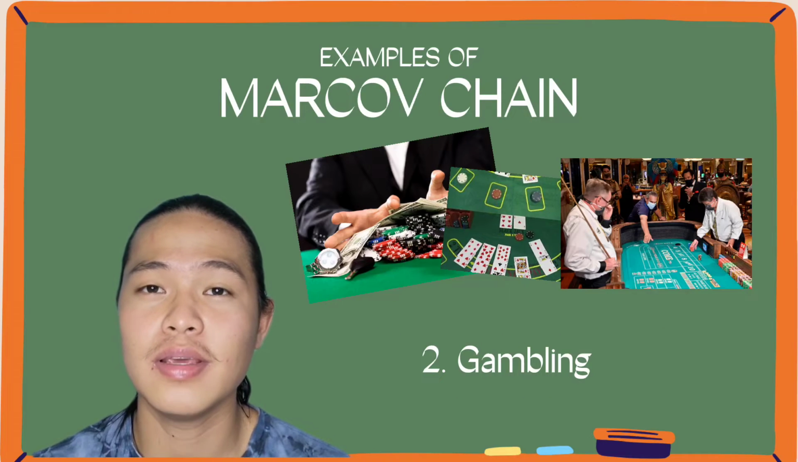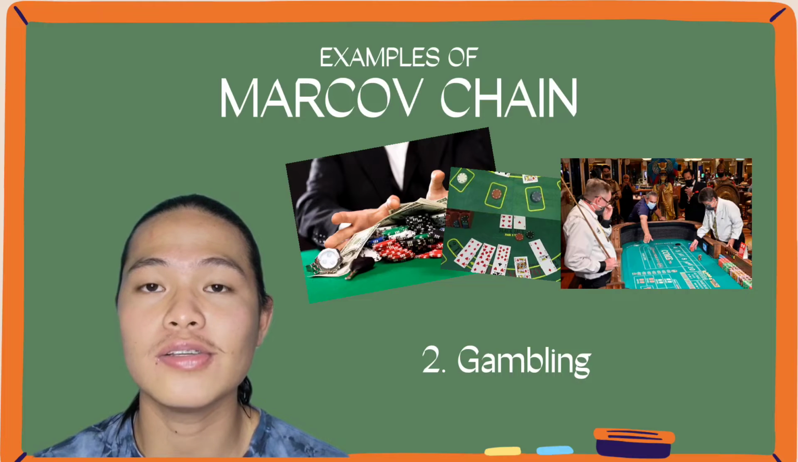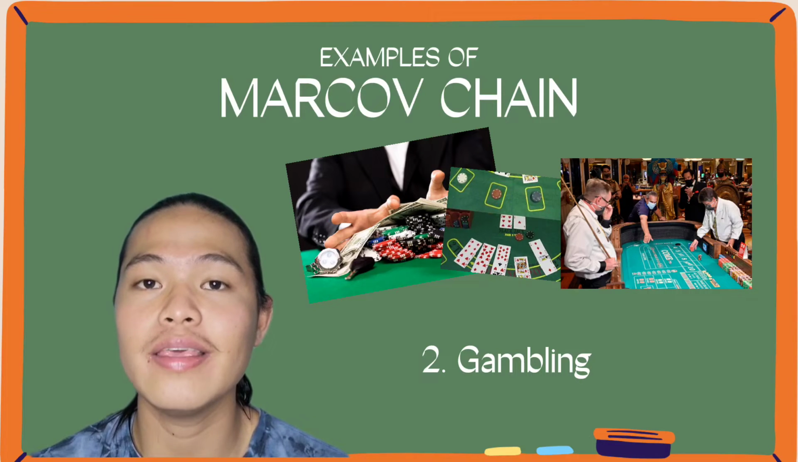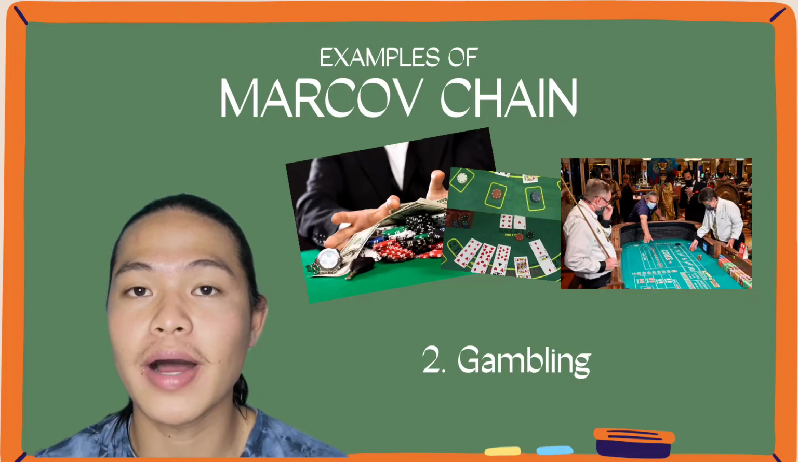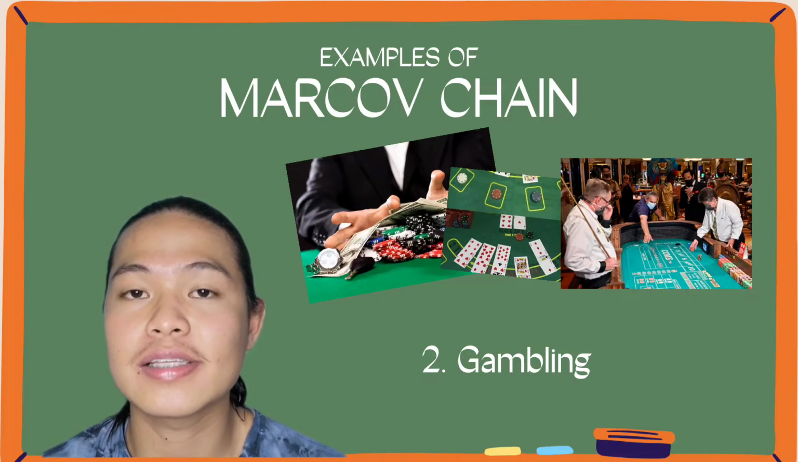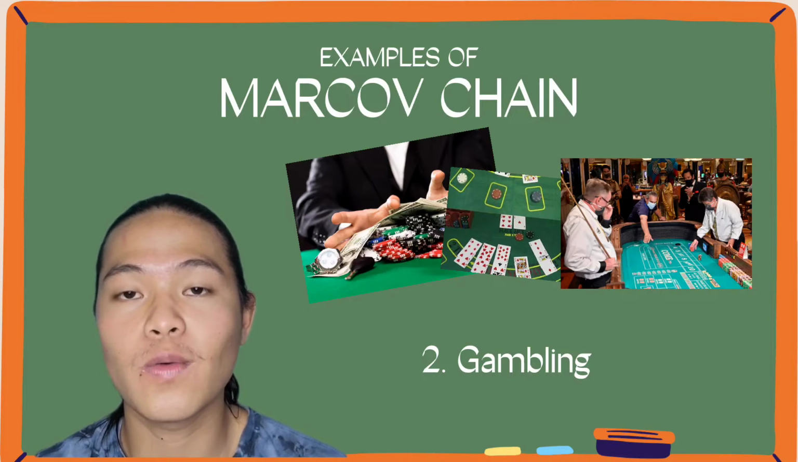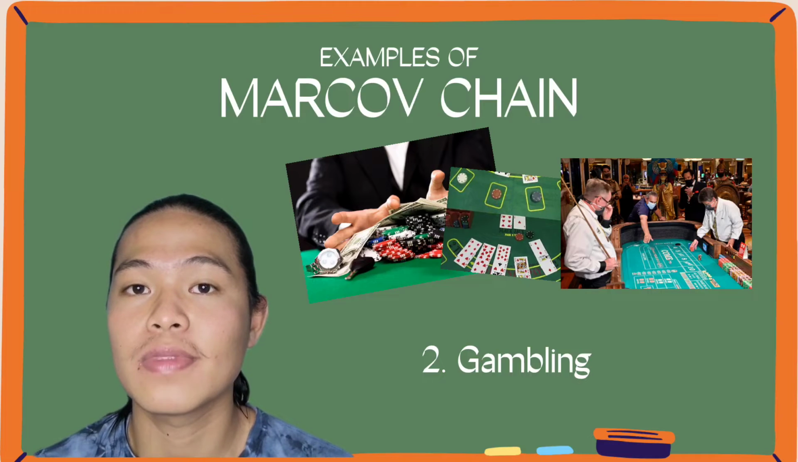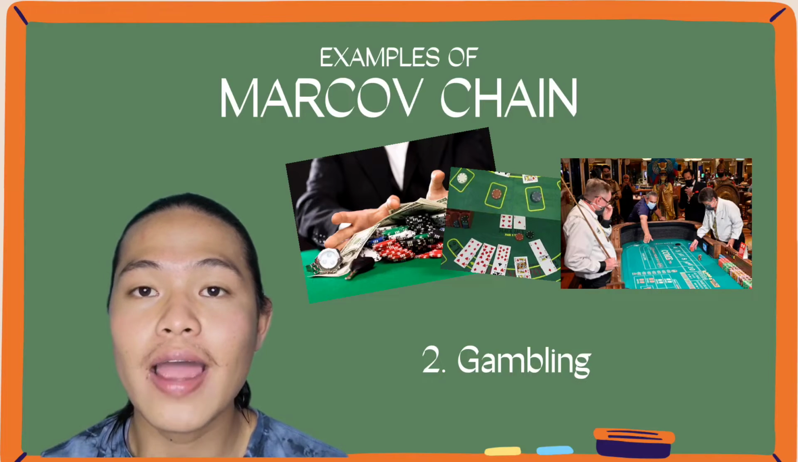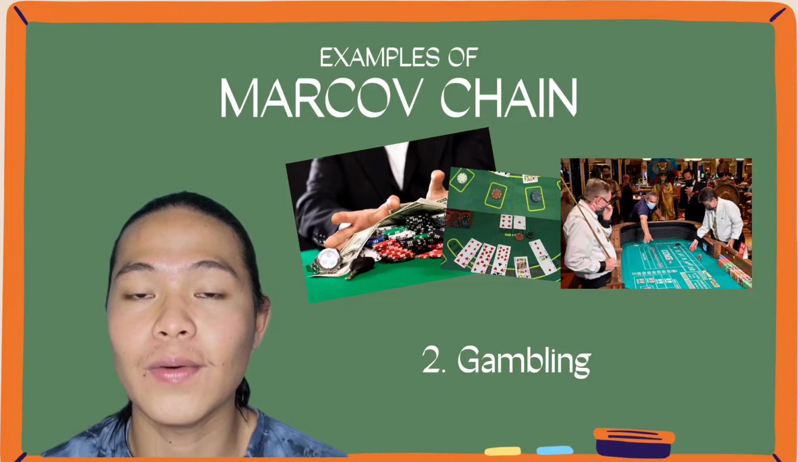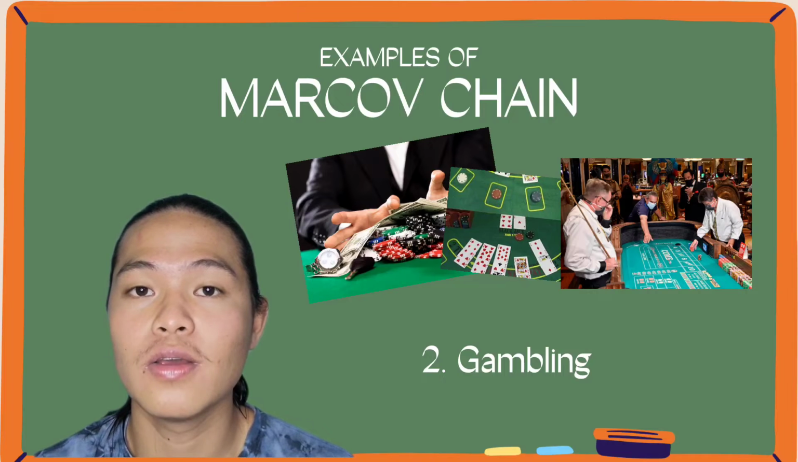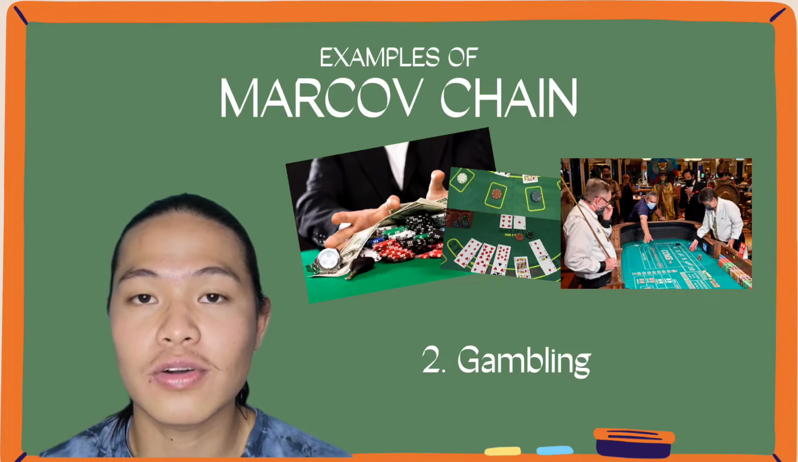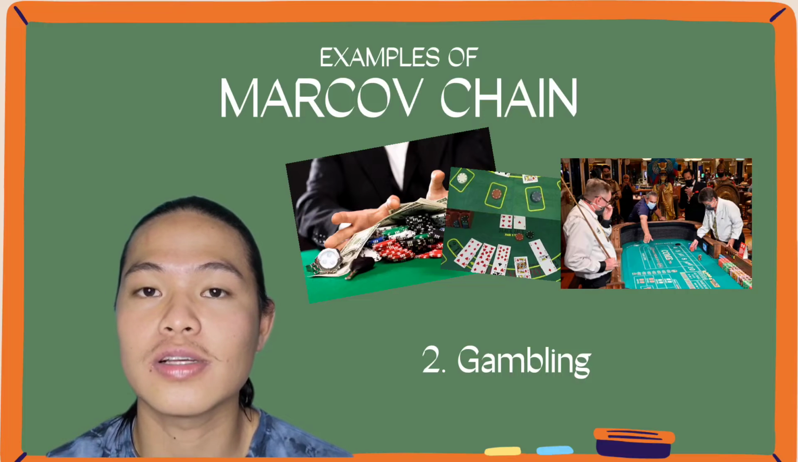Number 2, gambling. Suppose that you start with $10 and you wager $1 on an even-odds coin toss indefinitely or until you lose all of your money. If Xn represents the number of dollars you have after n tosses, with X0 equals 10, then the sequence is a Markov process. If I know that you have $12 now, then it would be expected that with even odds, you will either have $11 or $13 after the next toss.